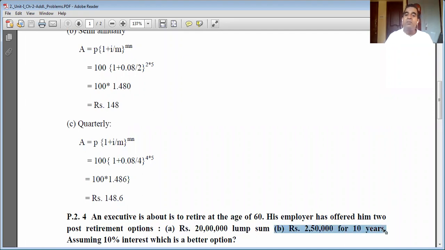But dear student, please try to understand that a rupee received today is more valuable than a rupee received tomorrow. That is what we are learning. That is the concept of time value of money. To compare these two, one is 20 lakh rupees single amount received in present. Another option is 2,50,000 rupees each year over a period of 10 years in future. So they are not comparable. One is in present, another is in future.